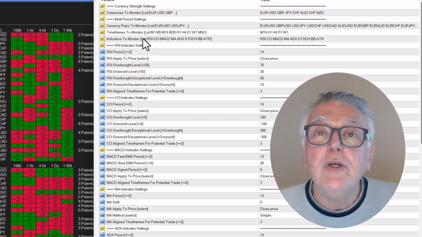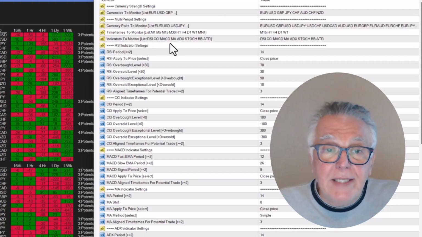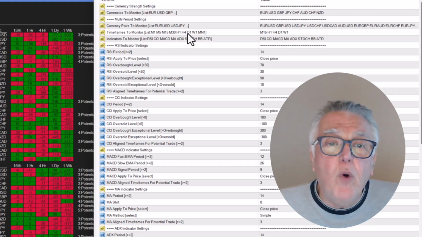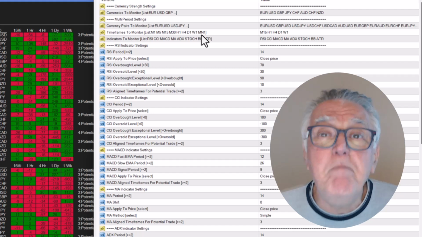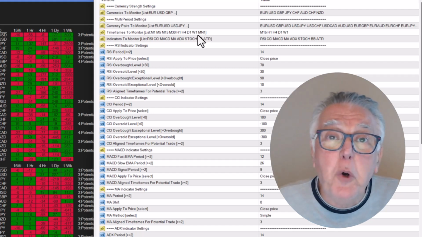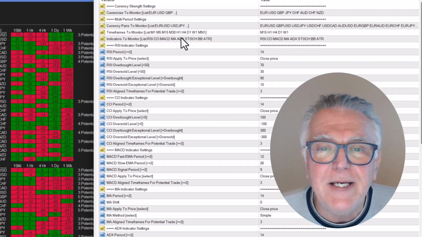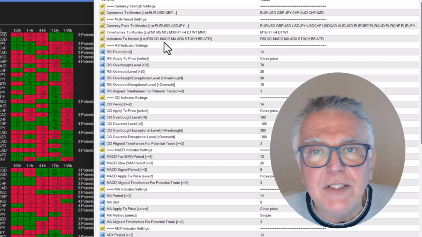And then you can specify the time frames. Now, as I said, there's the 1 minute, 5 minute, 15 minute, 30 minute, 1 hour, 4 hour, daily, weekly, and monthly. You can monitor all of those time frames. I've only chosen maybe 4 or 5 here. And then you can say which indicators you want to monitor.